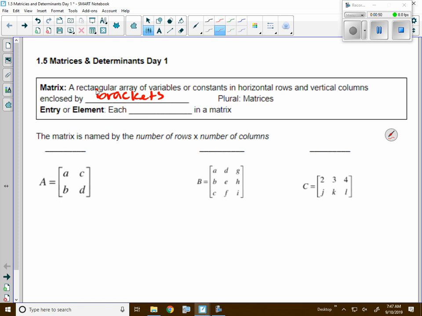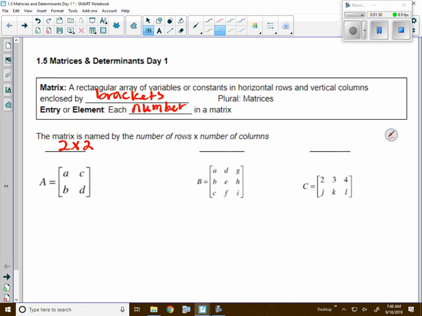An entry or an element is each number that's in a matrix. Each one is called an entry or an element. The way that we name a matrix is typically by a letter, but we can also say that it has a size. And it's the number of rows times the number of columns. So rows are over here on the left-hand side, and then columns go straight up and down. So how many rows are here? 2, right? How many columns? 2. So we call that a 2 by 2 matrix.